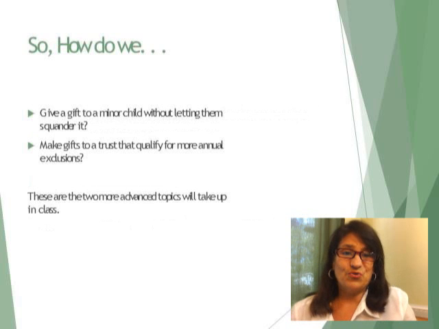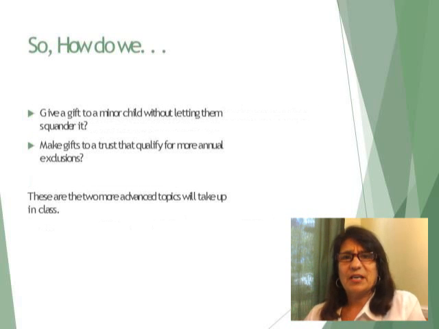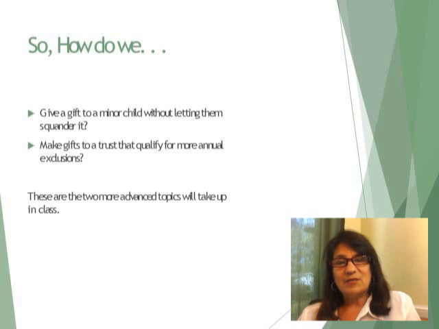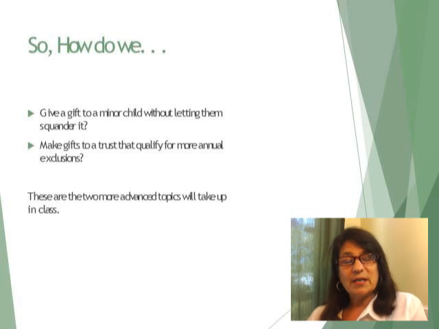Okay, so we've got some tricky things coming up, and that's what we'll be talking about in class. How do you give gifts to minor children, given that we probably don't want to just give them large sums of money and let them spend it all on candy? And is there some way we could make bigger gifts to a trust and qualify for more annual exclusions, even though in general we've set it up so it wouldn't qualify? So we'll look at some more advanced ways of thinking about the annual exclusion in class.